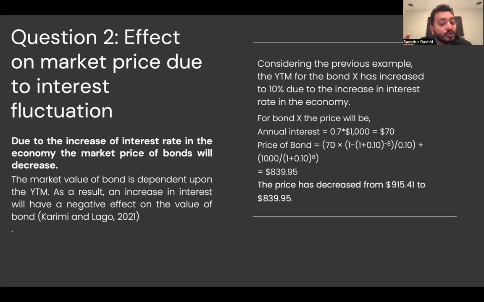The calculation shows that the price of bond X will drop to $839.95. So it can be concluded that due to the increase of interest rate in the economy, the market price of a bond will decrease. The market value of a bond depends upon the YTM, I mean the yield to maturity. As a result, an increase in interest rates will have a negative effect on the value of a bond.